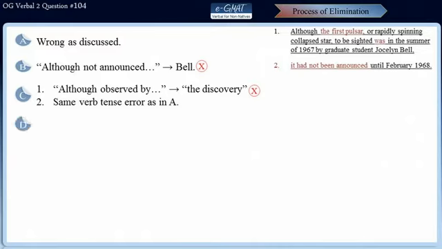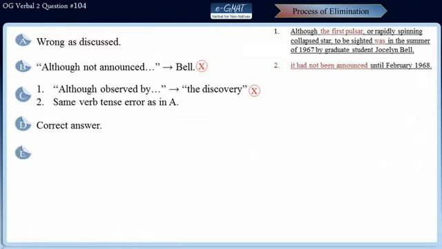Let's take a look at choice D now. Well, choice D is the correct answer because all the modifiers are placed and worded correctly. The subject and the verb also make sense together, and it has been replaced with discovery to clearly communicate the intended meaning of the sentence. So choice D is the correct answer.